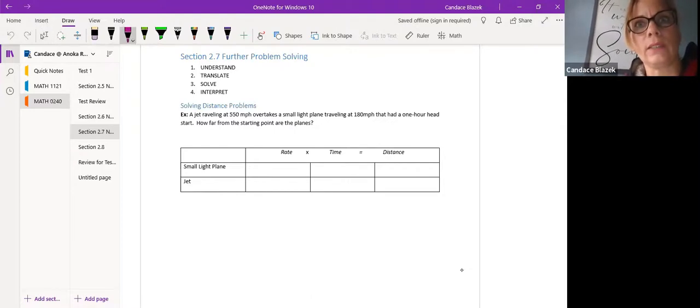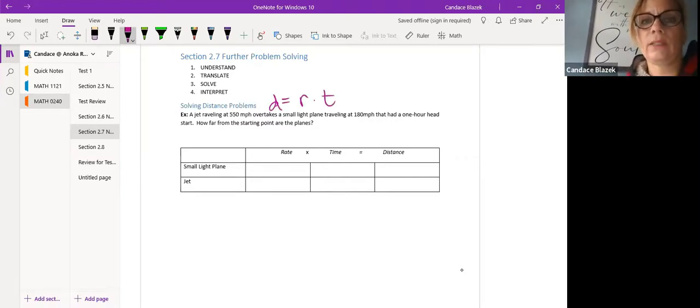So what do we know with distance? We know that distance equals rate times time. Distance equals rate times time. So the first example is a jet, it should be traveling, there should be a T in there, at 550 miles per hour, overtakes a small light plane traveling at 180 miles per hour that had a 1 hour head start. How far from the starting point are the planes?